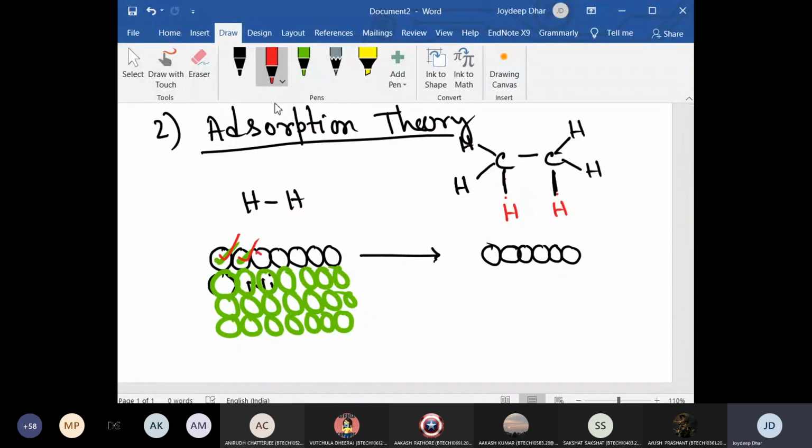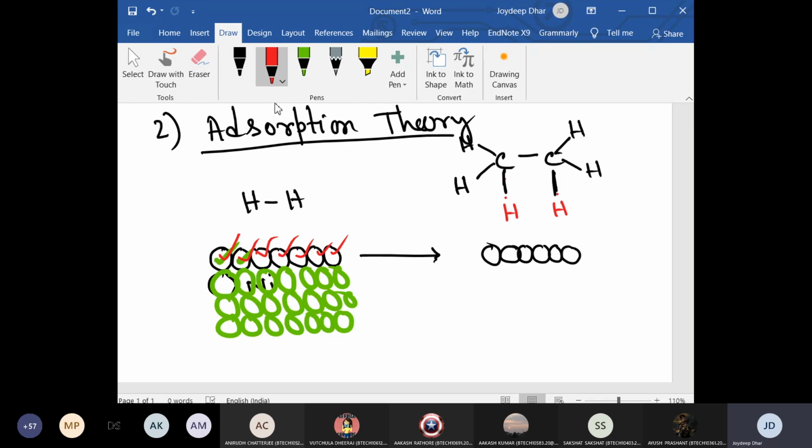Those present on the surface. Okay, so adsorption is a surface phenomenon where weak interaction, either through van der Waals interaction or through weak chemical bond formation, will take place, and as a result the hydrogen-hydrogen bond strength will decrease, and in the next step when the alkene comes and reacts with the hydrogen molecule, whose bond energy has already gone down, it can easily react with the alkene to give you the final reduced alkane. Okay, so this is known as adsorption theory.